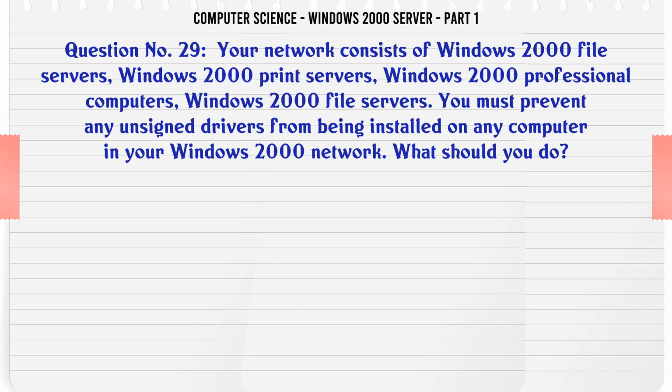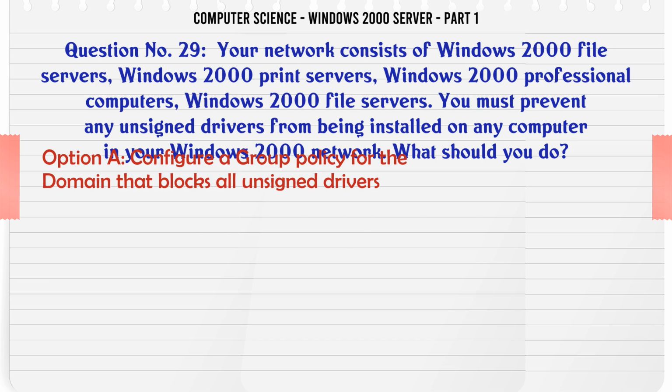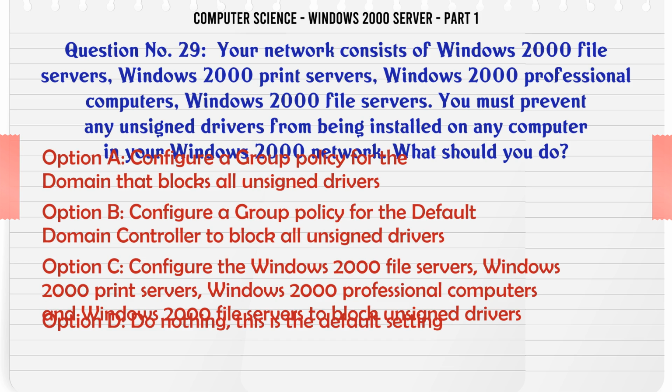Your network consists of Windows 2000 file servers, Windows 2000 print servers, Windows 2000 professional computers, Windows 2000 file servers. You must prevent any unsigned drivers from being installed on any computer in your Windows 2000 network. What should you do? A. Configure a group policy for the domain that blocks all unsigned drivers. B. Configure a group policy for the default domain controller to block all unsigned drivers.